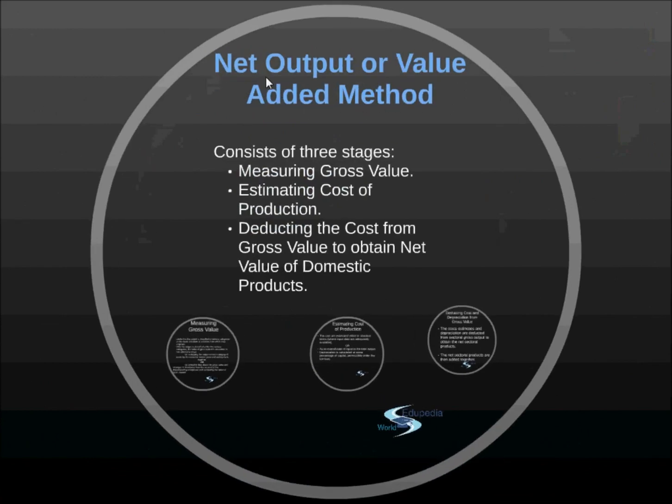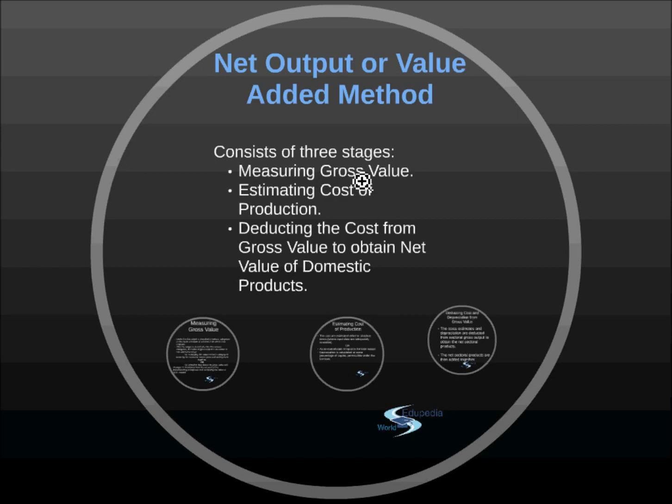The first method is the net output or value added method. Now, in order to measure the national income through this method, it is divided into three stages. The first stage is we are going to measure the gross value, and this gross value consists of the sectoral value of each sector of production. As we have discussed, the whole economy consists of different sectors and these sectors are divided on the basis of the type of activity they are doing.